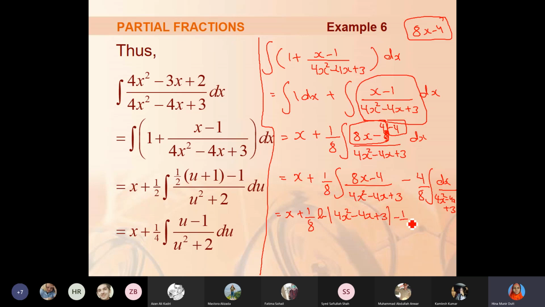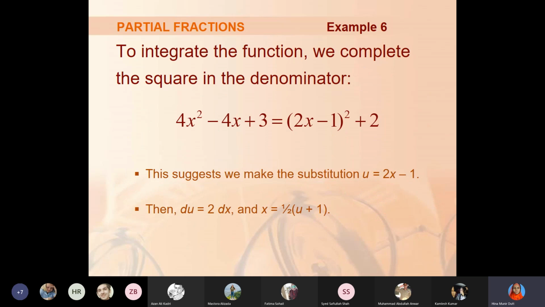What about this one? This is -1 over 2 dx over a quadratic polynomial. What about this one? Yes. If I have a constant in the numerator and a quadratic in the denominator, I will use the completing square. I have to use the tan inverse formula. So 4x square minus 4x plus 3, after completing its square, it is 2x minus 1 whole square plus 2.